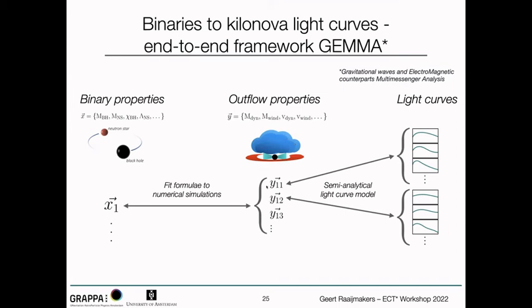Now, similarly, if you have some of these outflow properties, the mass of the ejecta and the velocity of the ejecta, you can use a semi-analytical light curve model to compute some light curves for this. But also here, there is some inherent uncertainty in the model that you use, or some parameters that you don't really know. And so each of these sets of parameters will give a range of light curves that you can observe. And we try to capture this uncertainty when we do this modeling.